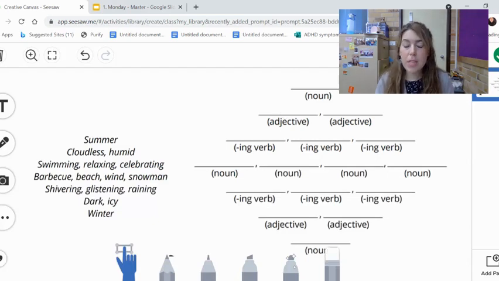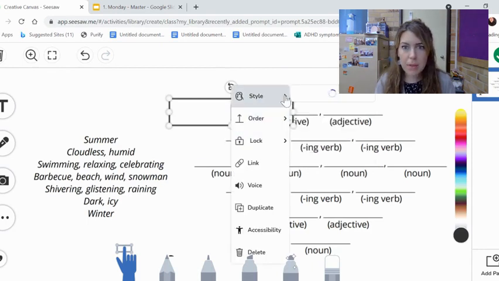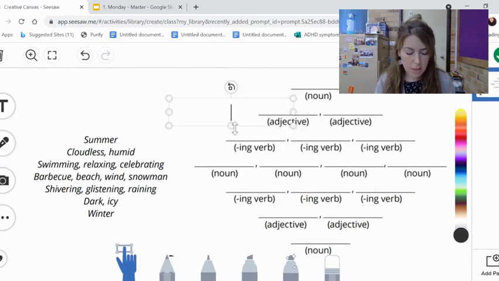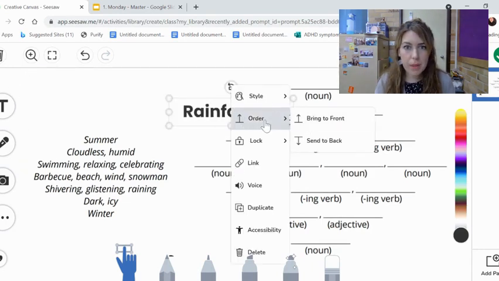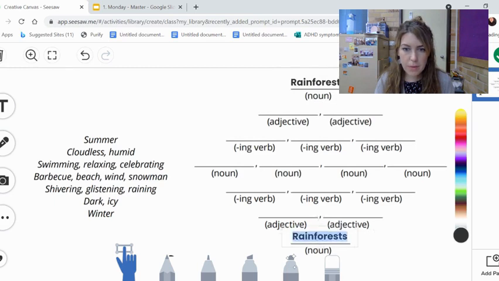So let's see what that looks like as we put our information about rainforests and deserts into the Diamante poem. Now, at the top here it says noun. The first noun, just going to take off the text box, rainforests. Okay, and you can place that very carefully here. And the second noun down the bottom, deserts.